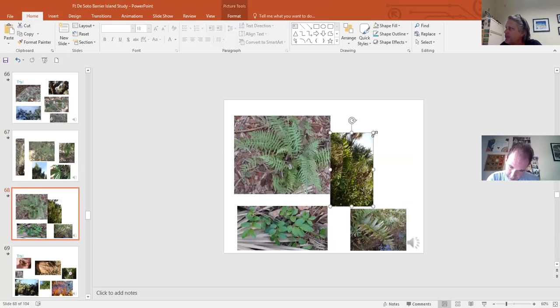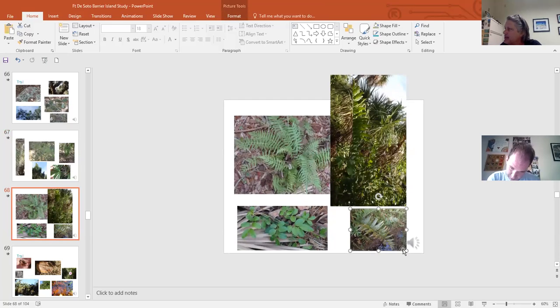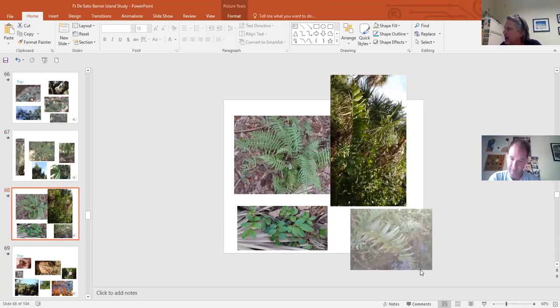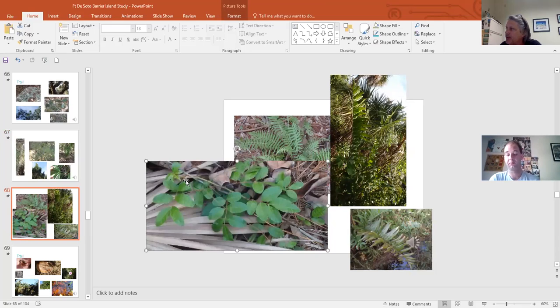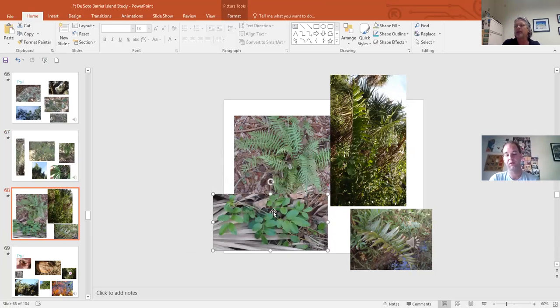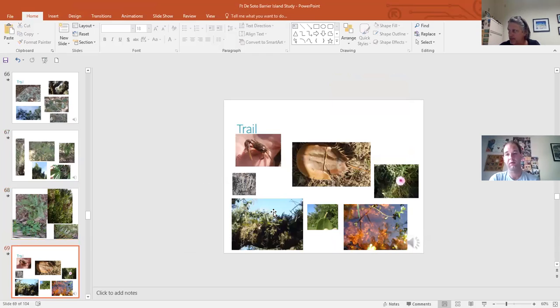Here's some ferns. Ferns are kind of an ancient plant. These ferns sporulate. They reproduce with spores, not seeds. Here's that Brazilian pepper again. You can see it has a distinct leaf pattern, six and then a terminal leaf, but they're definitely directly across from each other. So you don't need the berries to ID it. You can recognize the leaf pattern.